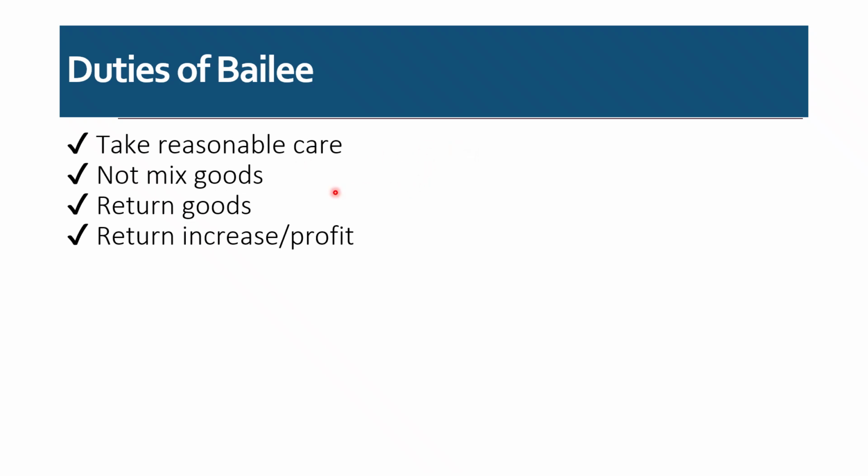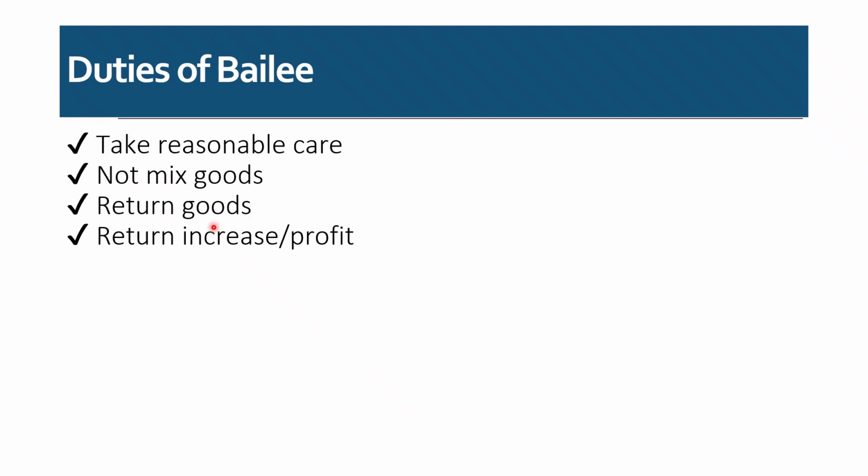Next is the duty not to mix the goods. If goods are mixed without consent, then there is a problem. So if separable, then the bailee bears the cost, and if they get mixed and are inseparable, then the bailee compensates for the loss. The next one is to return the goods.